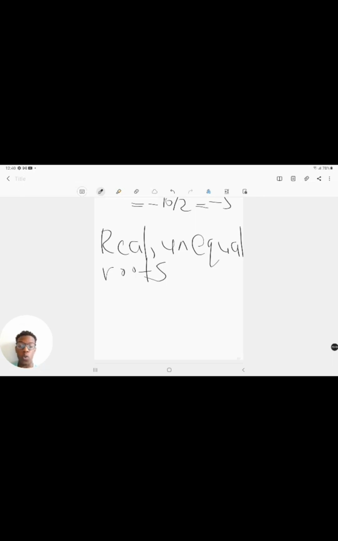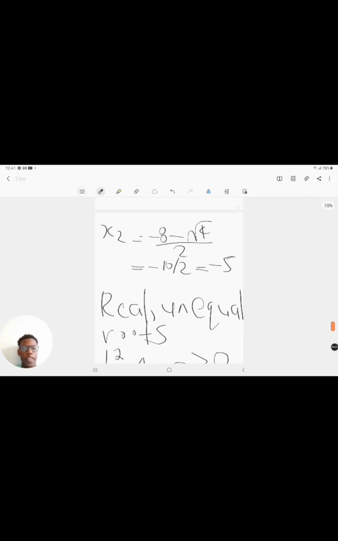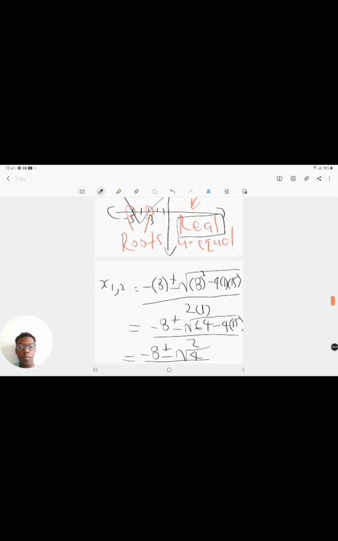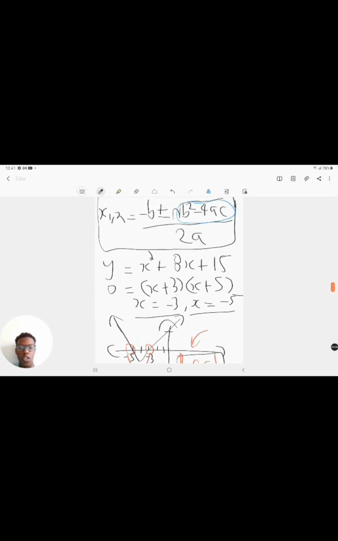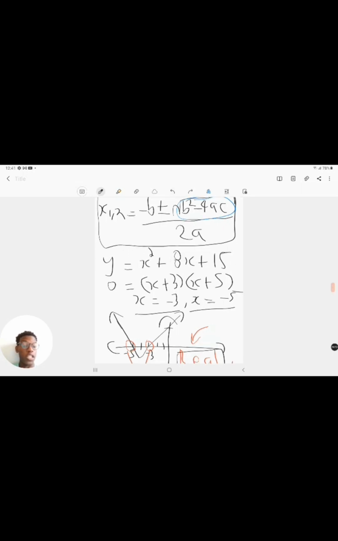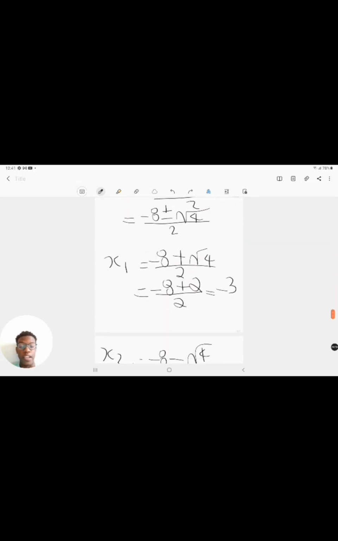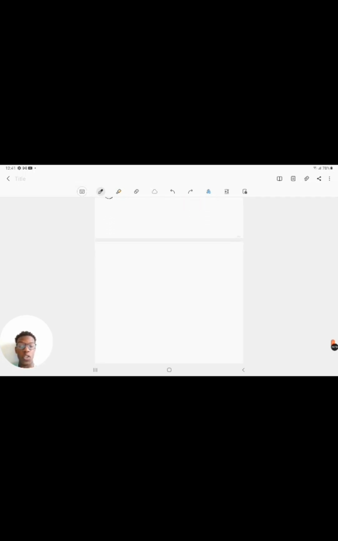For real and unequal roots, that expression in the quadratic formula, b squared minus 4ac, has to be greater than 0. So let's just confirm if that is actually the case here. Remember that a is 1, b is 8, and c is 15. Let's see if this is actually greater than 0, because that expression has to be greater than 0 in order for our roots to be real and unequal.